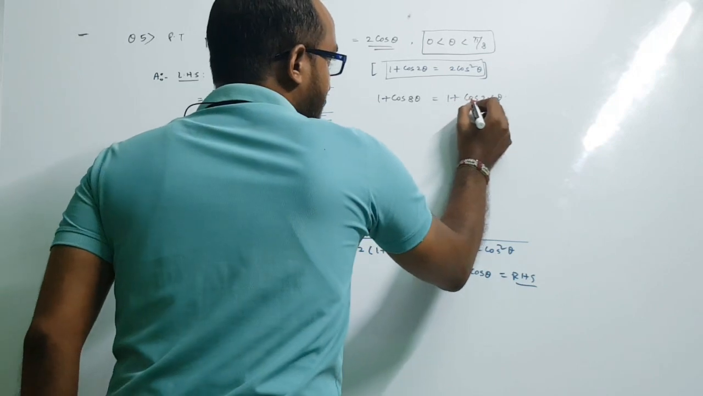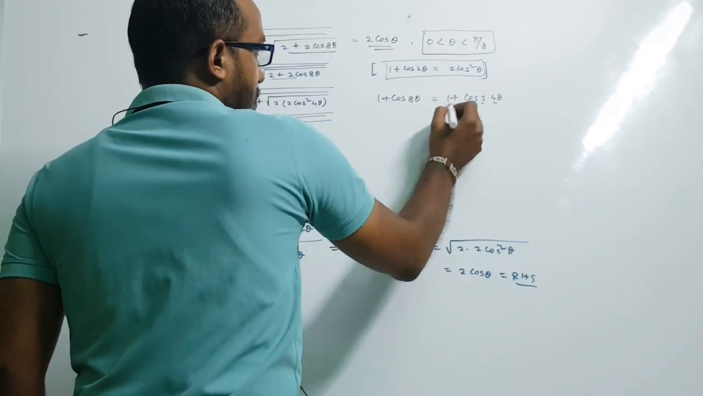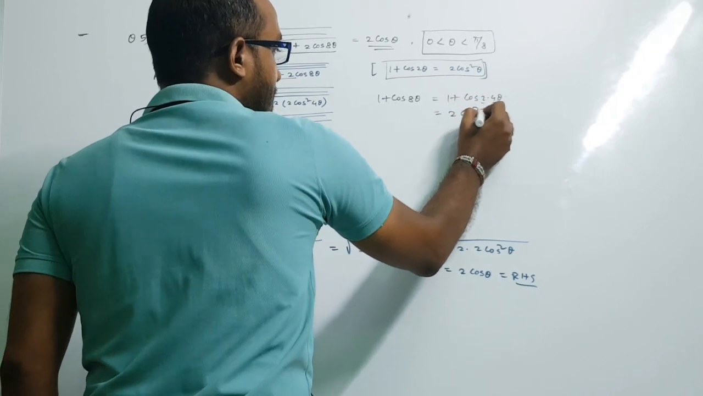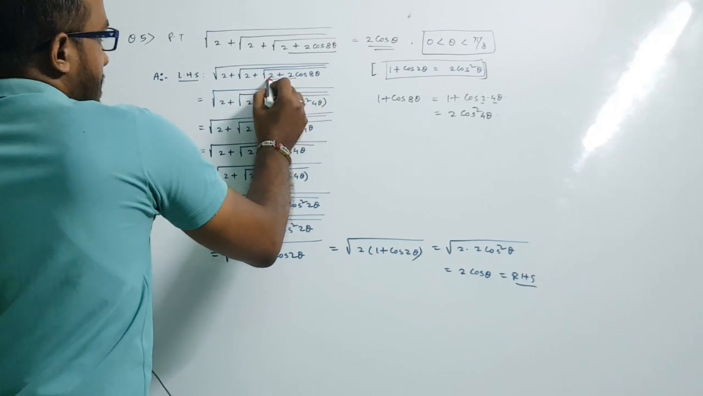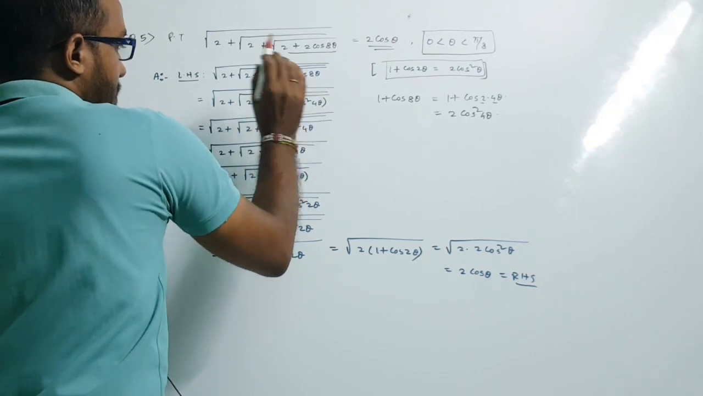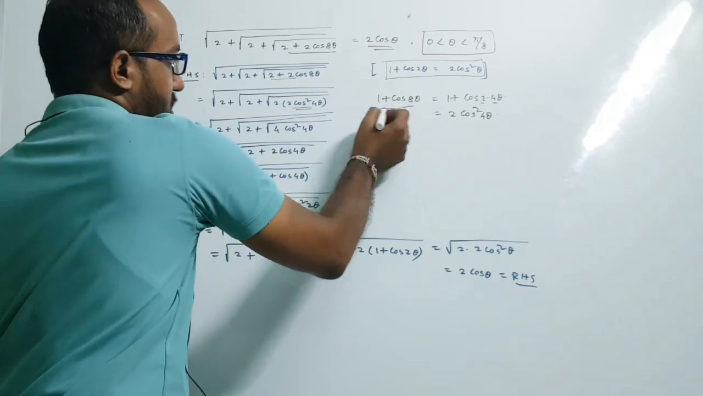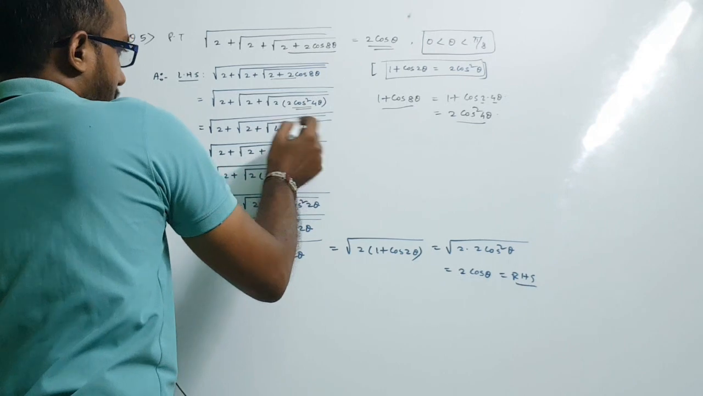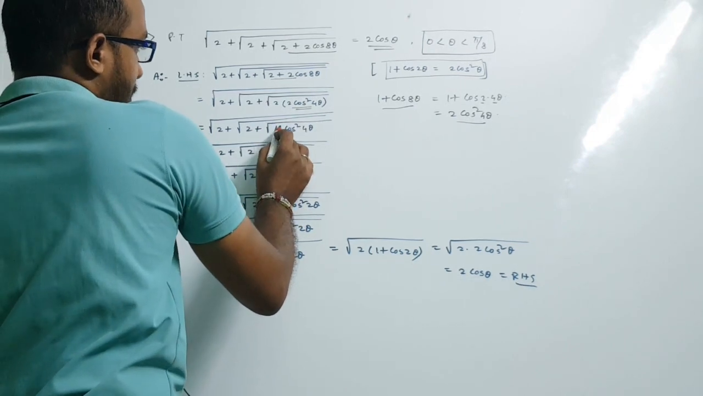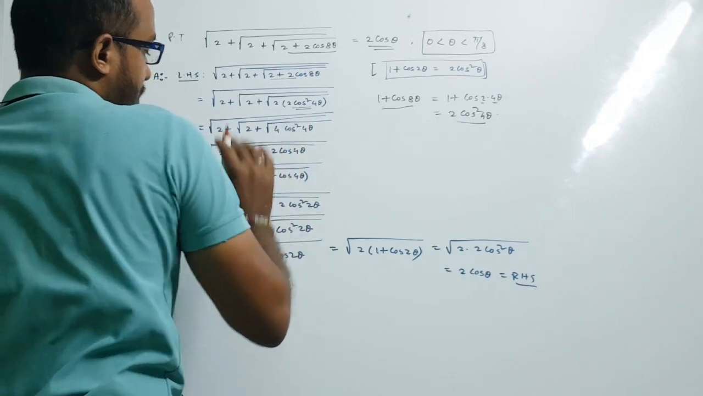So 1 plus cos 2 theta, now theta is your 4 theta. So you will get 2 cos square 4 theta. So that means if you take common 2, 1 plus cos 8 theta would be 2 cos square 4 theta. Now 2 2s are 4, root and square cancel out. This would be 4, root is 2, cos square and root cancel out, cos 4 theta.